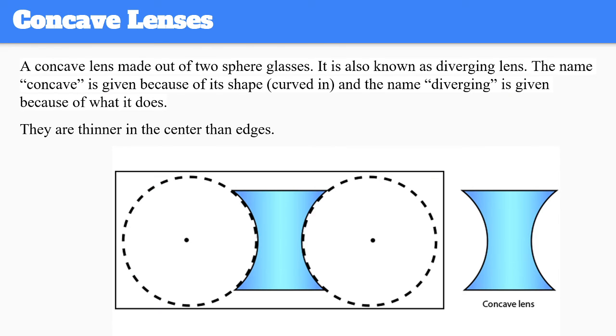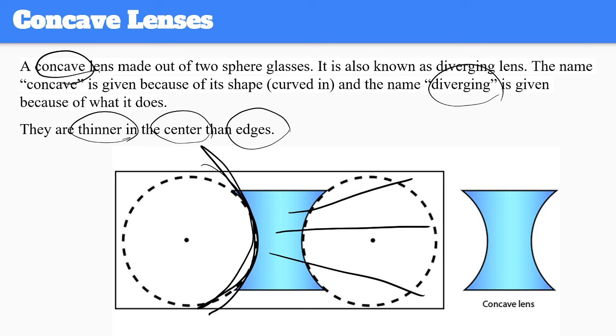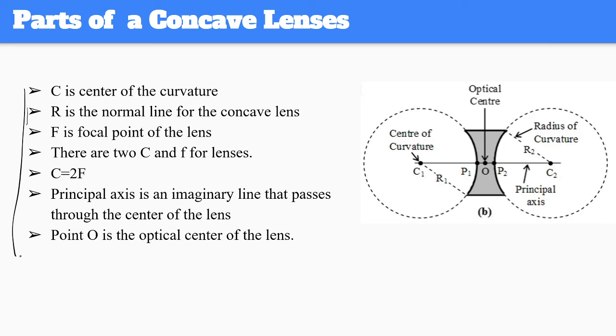Alright, so what about concave lenses? Concave lenses are going to have two names, concave and diverging. Concave is because of the shape, and diverging is because of what it does, because it's going to diverge the light rays. And what makes it concave? Thinner at the center, and then thicker at the edge. Thin, thick. That's what makes it a concave lens. Alright, properties are the same. You still have two circles, two centers of curvature, but they are two same circles. Nothing else is different in here.